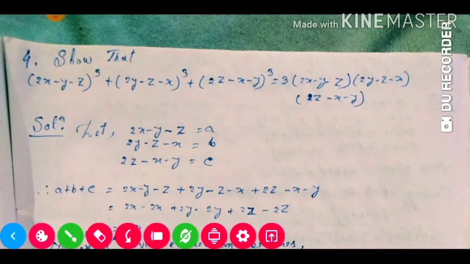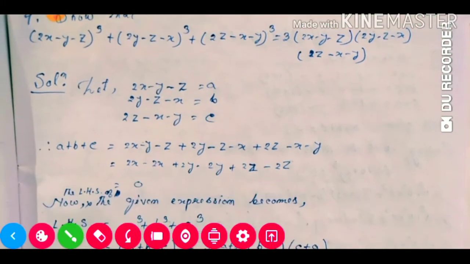Now if we add a plus b plus c, so what will it be? A value we will put here, then b value, then c value, all will be put. Then we add, see here, 2x, then x and x. So 2x, this x is positive and this 2x is negative, so minus 2x. Similarly the remaining ones also, 2y minus 2y. Plus 2z, minus 2z. So all will cancel each other. So 0 will remain.